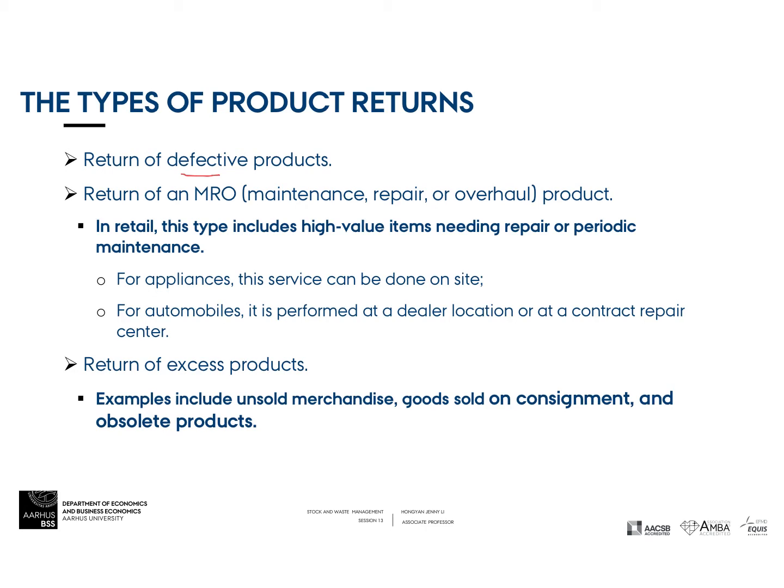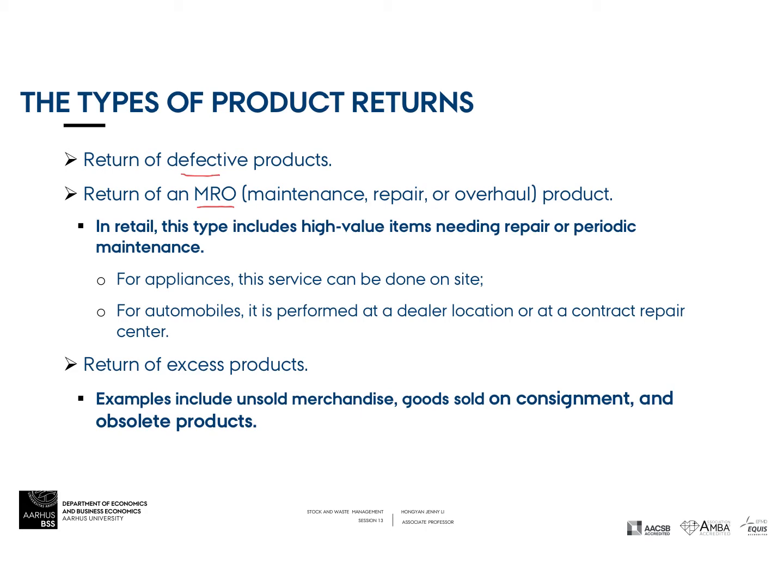The second type is the return of MRO, mainly maintenance, repair, or overhaul products. In retail, this type includes high-value items needing repair or periodic maintenance. For appliances, this service can be done on site. For example, you can ask for service, then people will come to visit and fix the appliances. For automobiles, it's performed at a dealer location or at a contract repair center. So to some extent, they may need the return of the sold products back to the distributor or dealer.